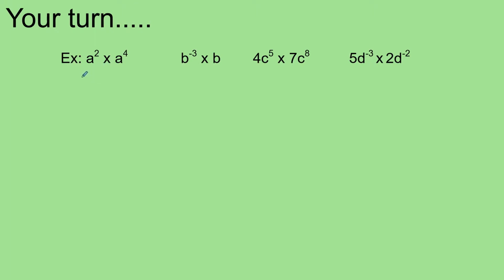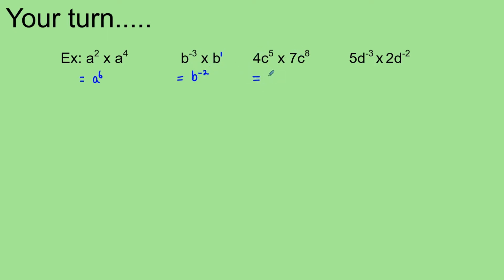So first example, these 4 examples are very similar to the ones we covered on the previous page. a squared times a to the power 4. 2 add 4 is 6, so a to the power 6. b to the negative 3 times b on its own. Now b on its own, important thing to remember, it's not a 0. b on its own is b to the power 1. So if that helps, you can write that b to the power 1 in there. And then you're doing negative 3 add 1, so that gives you b to the power negative 2.